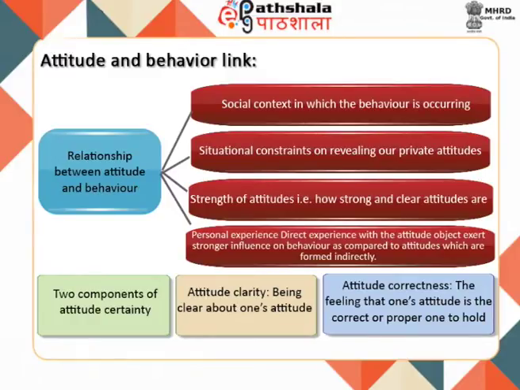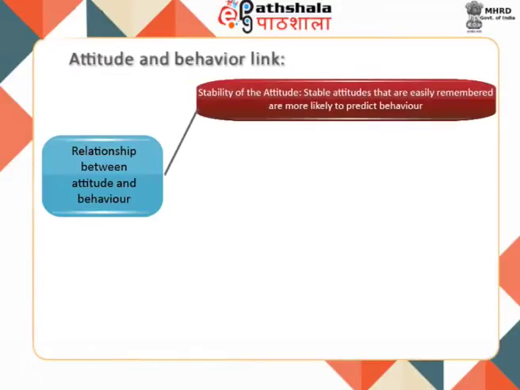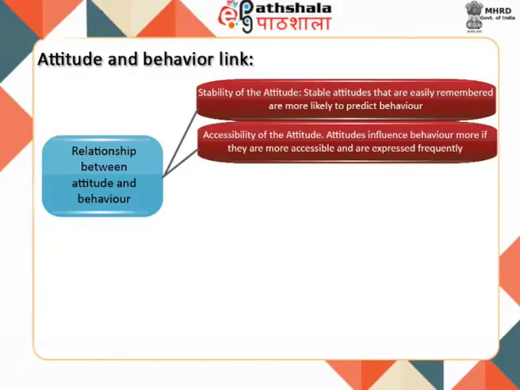The fourth factor affecting the attitude-behavior link is personal experience. Attitudes which are formed on the basis of direct experience with the attitude object exert stronger influence on behavior as compared to the attitudes which are formed indirectly. The fifth factor is the stability of the attitude. Stable attitudes that are easily remembered are more likely to predict behavior. The next factor is the accessibility of the attitude. Attitudes influence behavior more if they are more accessible and are expressed frequently.